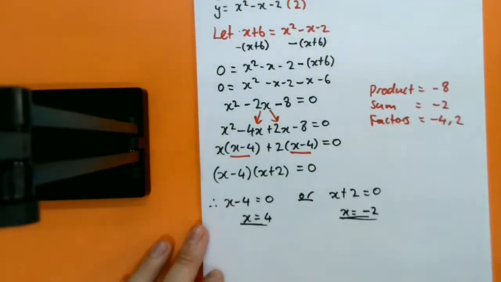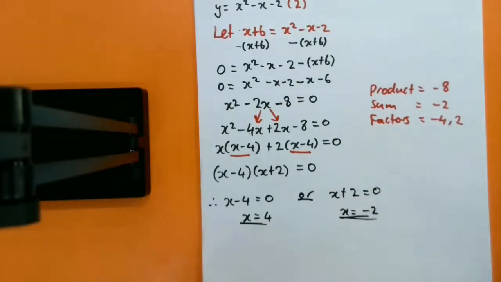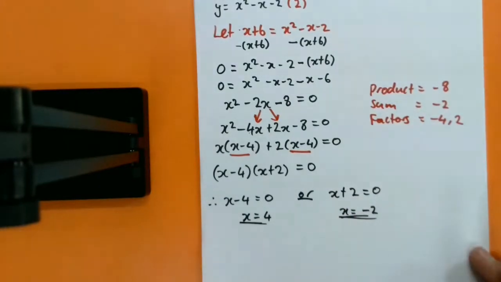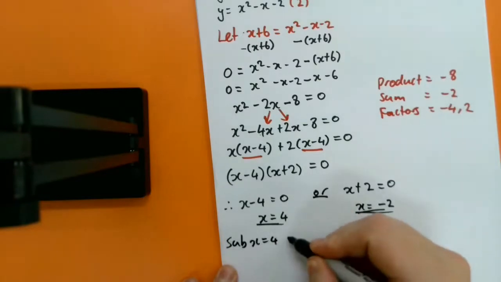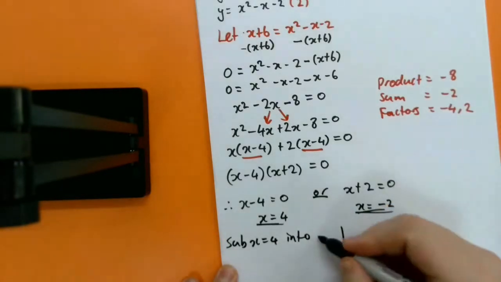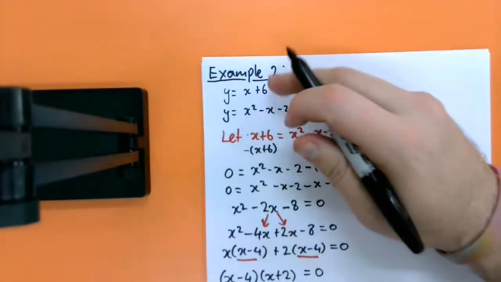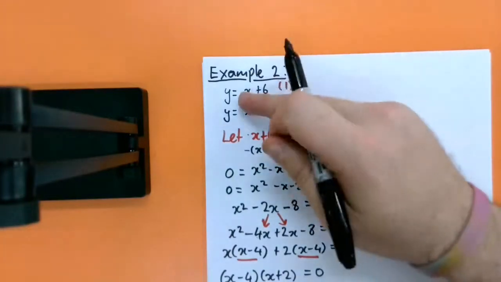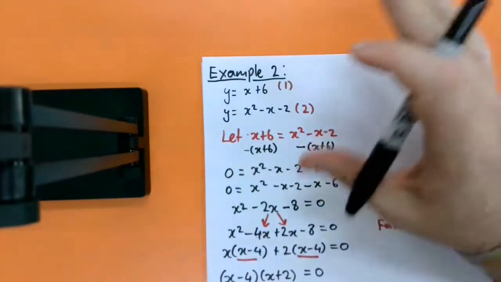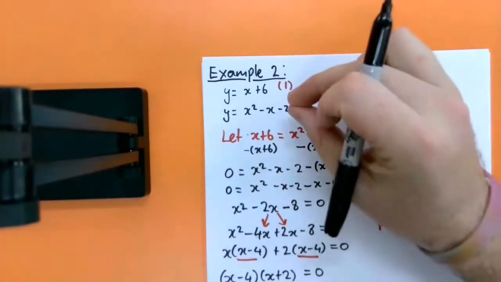Just like last video, we're going to sub these two values back into our original equation so we can obtain some y values. Let's work with subbing x equals 4 into equation 1, and I'm going to tell you why. If we go back up to equation 1, we only have to deal with an x plus 6. We don't have to deal with squaring and minusing and all of those other things. That is the simplest equation to sub it into.